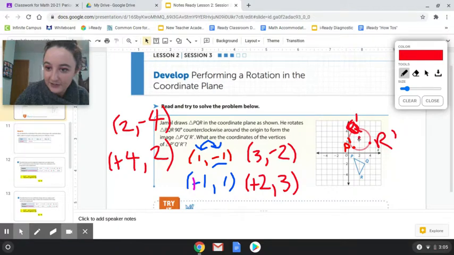Then you connect those 3 together to make our triangle after it has been rotated 90 degrees counterclockwise.